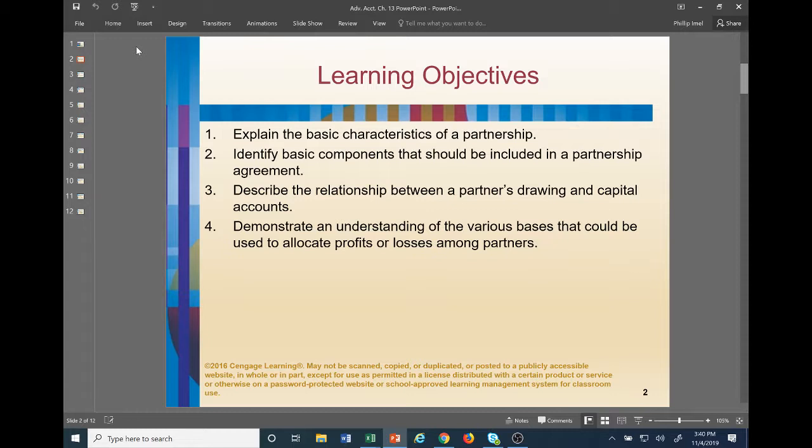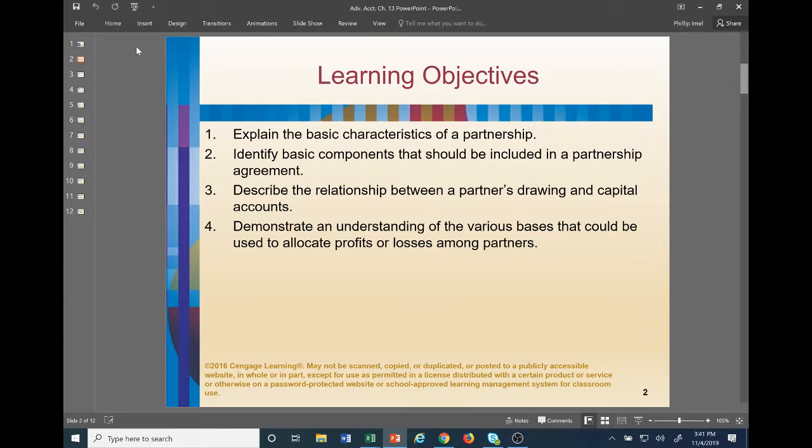Okay, so a partnership is an association of two or more people for the purpose of carrying on a trade or business as co-owners. Some common examples of partnerships include professional services, such as the practice of accounting or law, real estate investment development companies, and a variety of smaller manufacturing concerns. Partnerships may be organized as either a general partnership or a limited partnership.